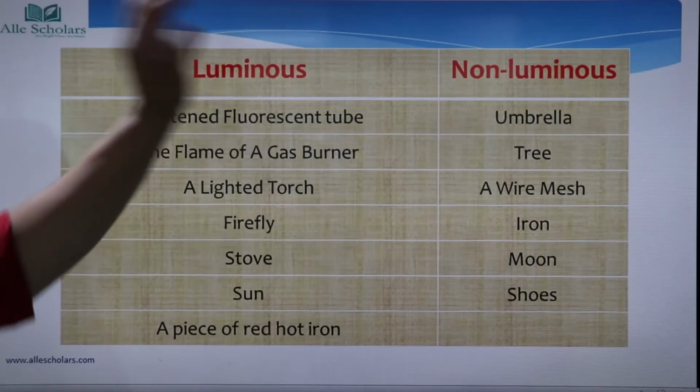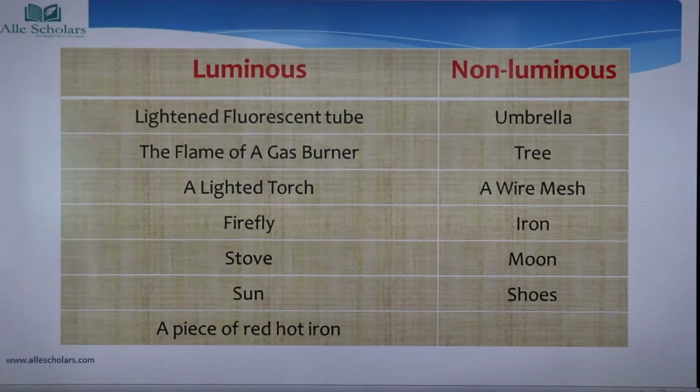So luminous objects, as we have already discussed, are those objects which have their own light. They are visible to us because they have their own light. A lighted fluorescent tube has its own light. A gas burner burns because it has its own light. It's not that sunlight or any other light is falling on it, that's why it's burning. No. A lighted torch, a firefly, a stove, the sun has its own light. A piece of red hot iron: if an iron is being burned, it emits its own light.